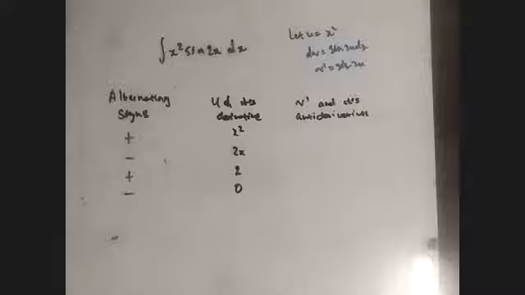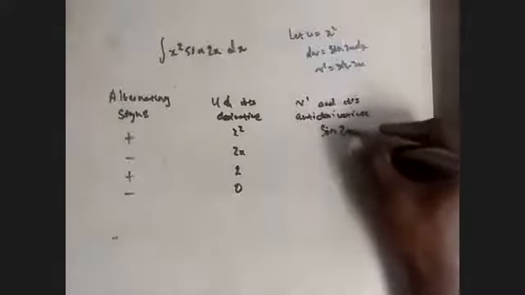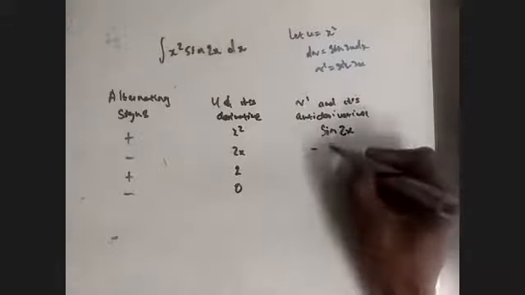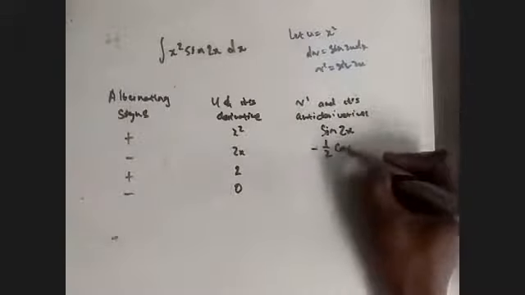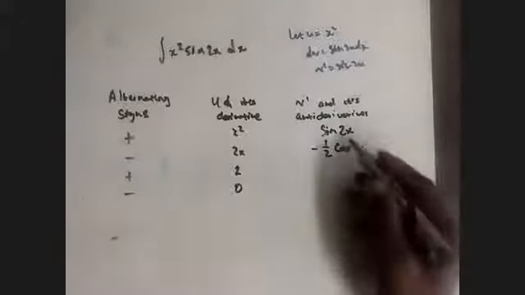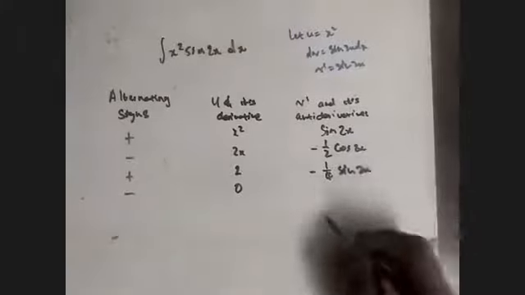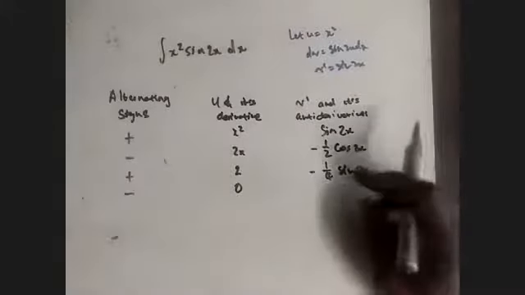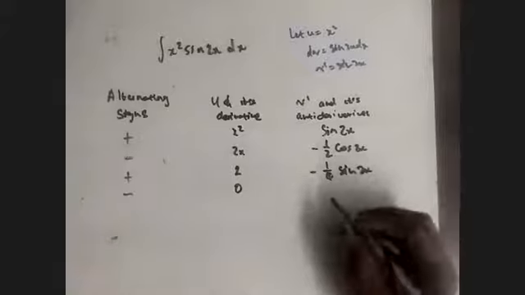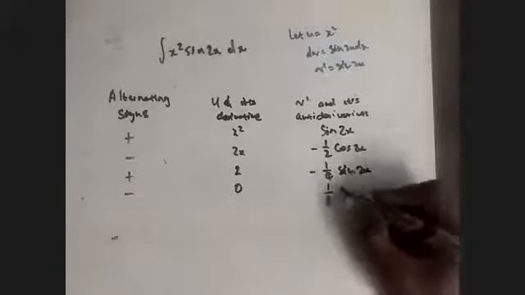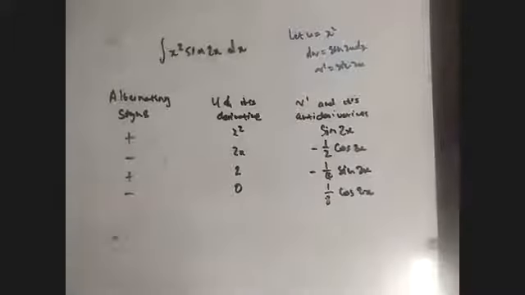And then now we have sine of 2x, and its integral is going to be a negative 1/2 cos of 2x. Then its integral is going to be negative 1/4 sine of 2x, and then the integral of this one is going to be positive 1/8 cos 2x. Okay, so it goes like that over and over.